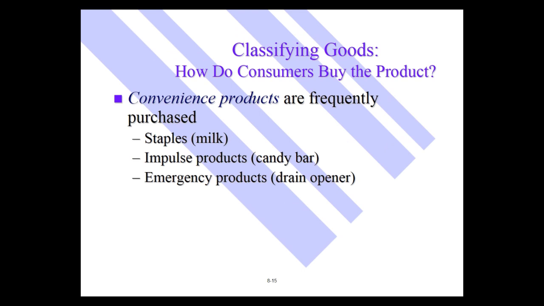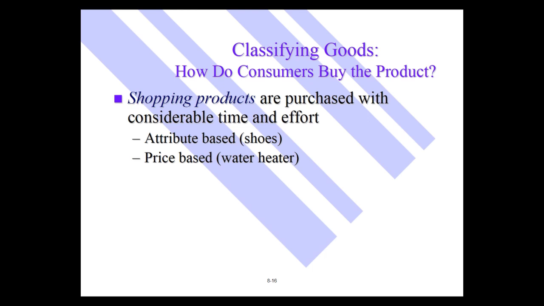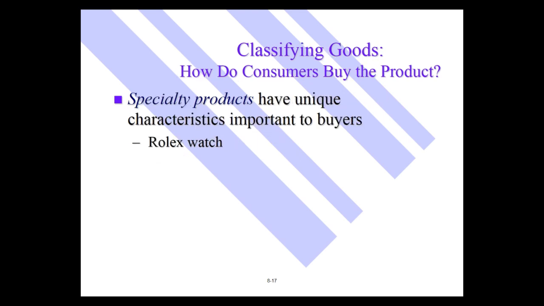Now, again, convenience products are frequently purchased with little thought. They're staples like milk, impulse purchases like candy bars. Shopping products are purchased with considerable time and effort. Those would be things like shoes, which would be more attribute based, or a water heater, which would be more price based. Of course, even more time and effort goes into specialty products. Specialty products are very, very unique. They're important to buyers, very, very expensive things: a car, a Rolex watch, and so on.